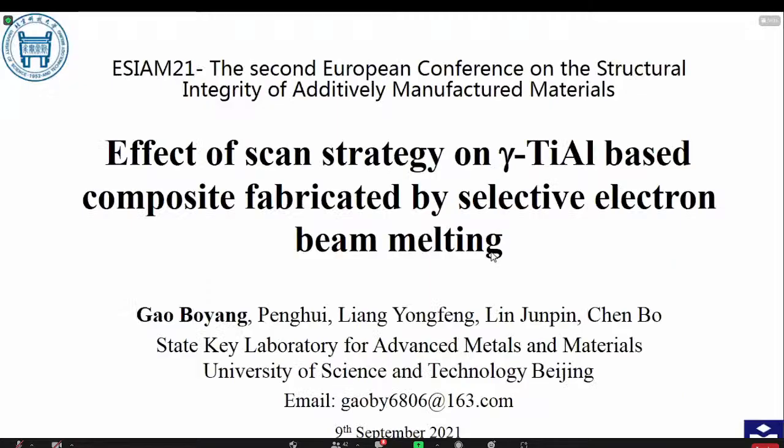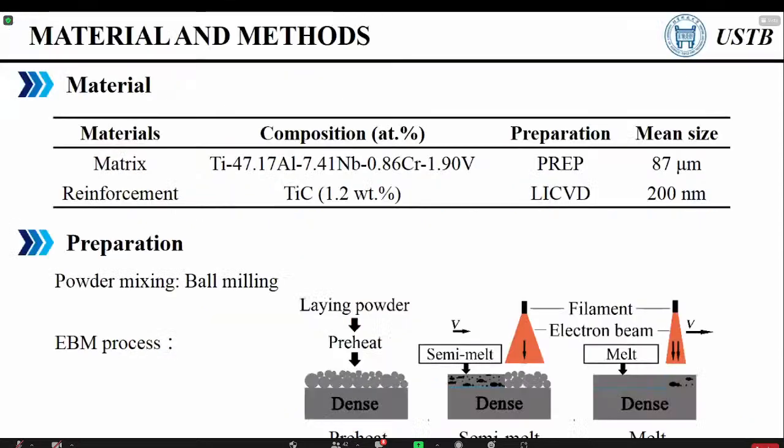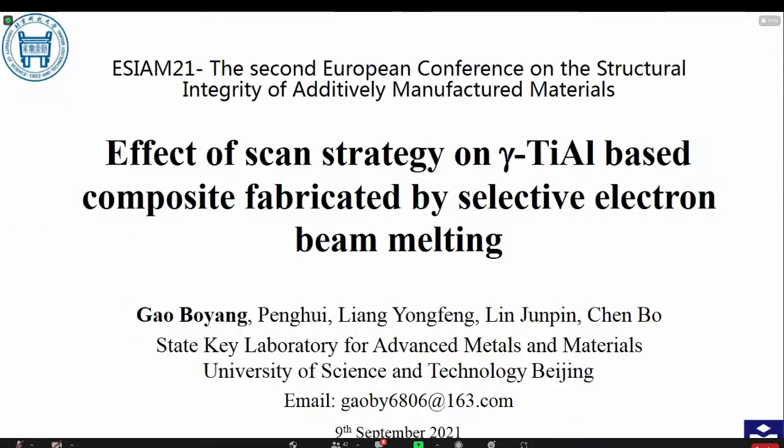Okay, thank you. Hello, everyone. I'm Gao Boyang. Our study focuses on the influence of EBM parameters on the microstructure and high temperature mechanical property of titanium aluminum-based composite, as well as the layered microstructure.